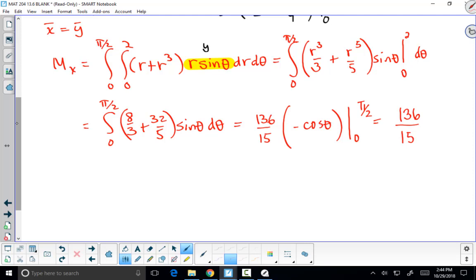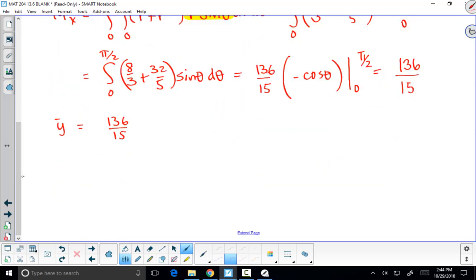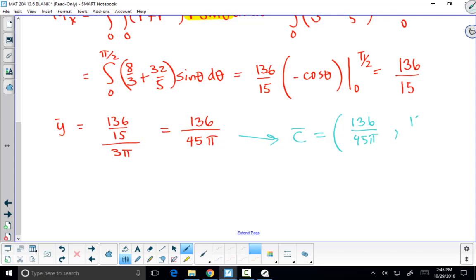Okay, so this tells us then that y bar is equal to that moment divided by the mass, so divided by 3 pi. So, let's see, 3 does not go into there. So 136 over 45 pi. So that's our y bar. That also tells us then that our center of mass is going to be 136 divided by 45 pi, comma, 136 divided by 45 pi.